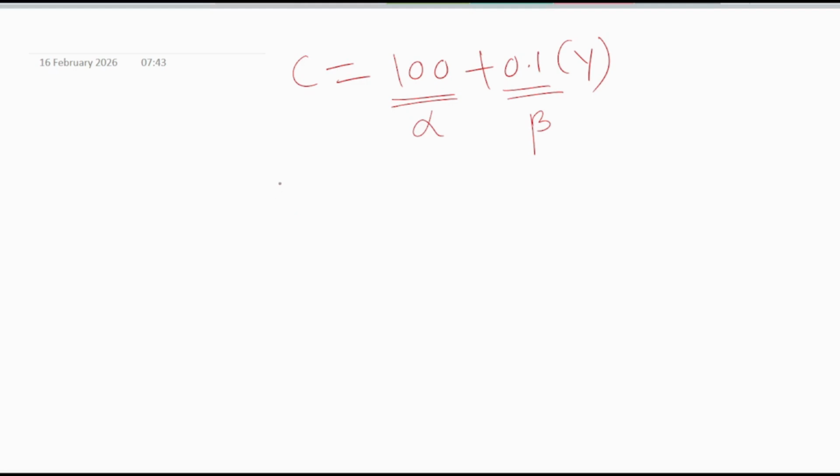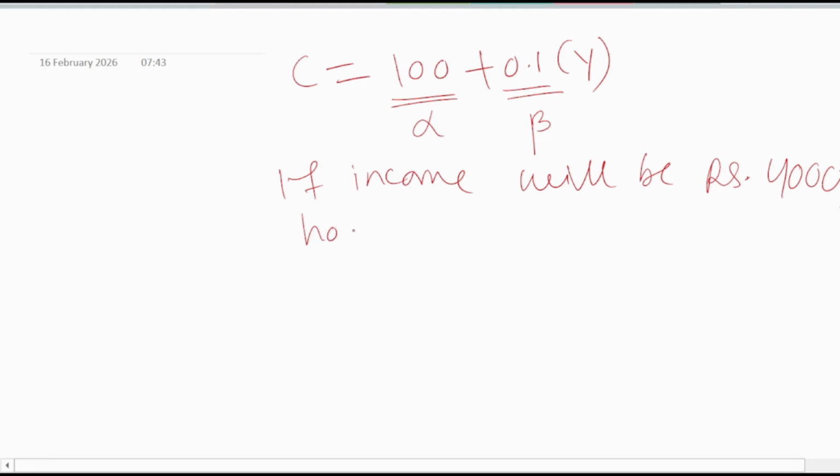Here 100 is the value of alpha, and 0.1 is the value of beta. Now we can say, if income will be rupees 4,000, how much will be the consumption? So if income will be 4,000, how much will be the consumption?